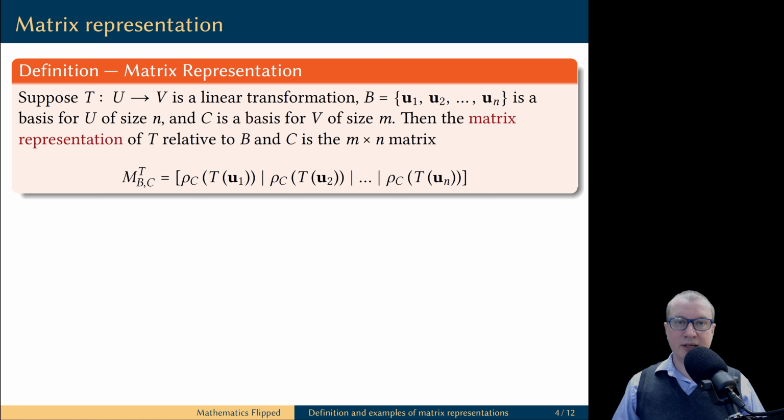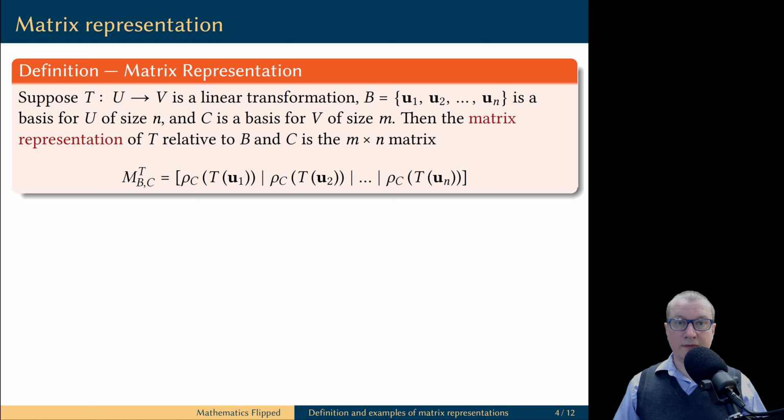Let's suppose that T is a linear transformation from a vector space U to a vector space V. Let's assume that U is a vector space of dimension n and V is a vector space of dimension m. We will fix B a basis of the vector space U and C a basis of the vector space V. Then the matrix representation of the linear transformation T relative to the bases B and C is an m by n matrix, which is defined as follows.